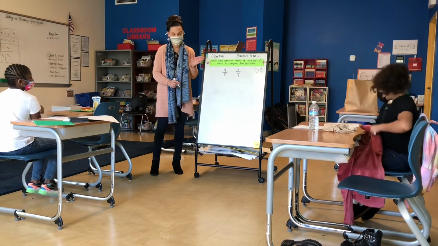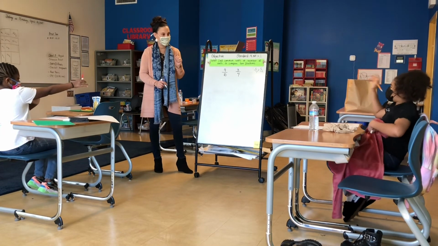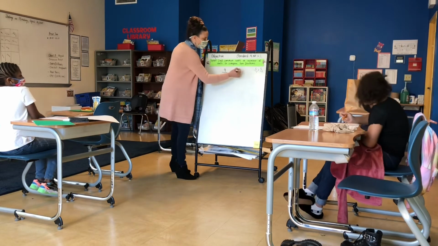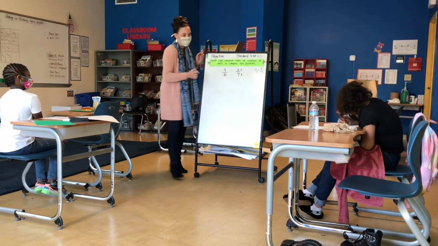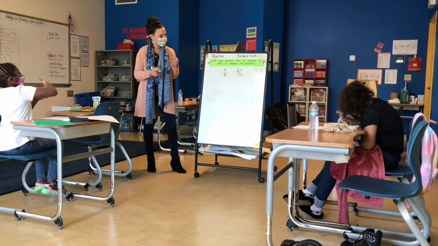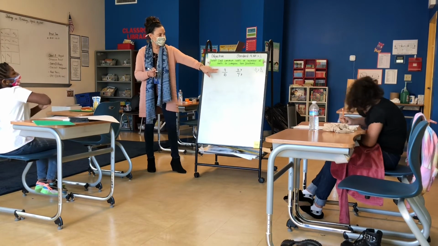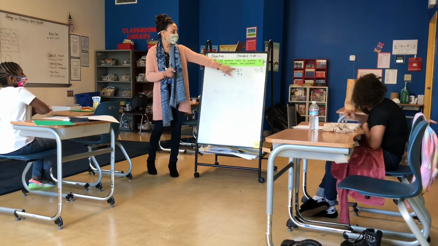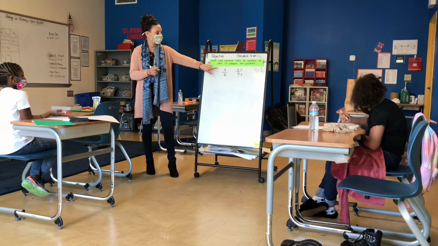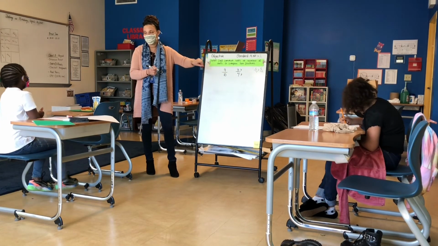Which one of these fractions am I going to multiply? The 3. Awesome. So we're going to multiply the 3/4 by what? By 4? No. 3 is a factor of 9. 3 times what equals 9? Because we want to make the same numerator.